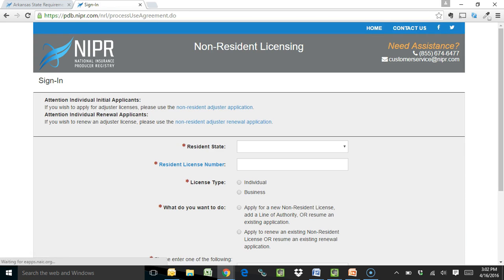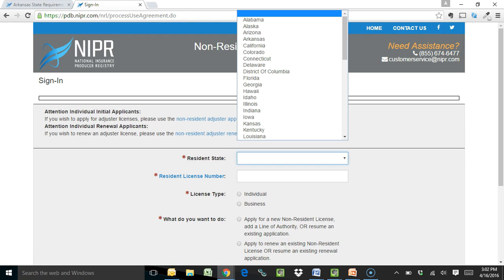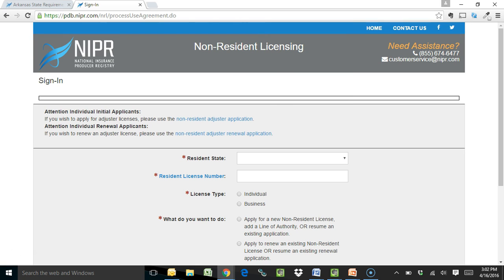You would accept it and then put in your resident state and your resident license number, and what type of license. Individual, of course, is you as an individual producer. Business would be if this is for a business entity. So if you're applying for an agency, you would have to get the agency license, and then if you are a producer of that agency, you would also have to get an individual license for yourself. Just keep that in mind.